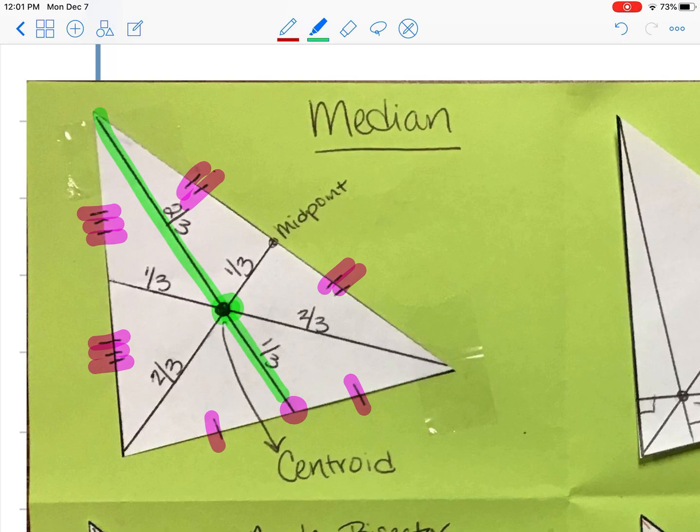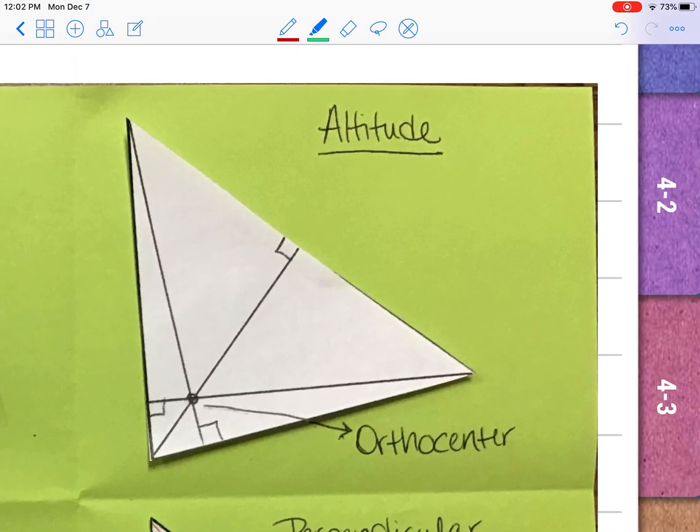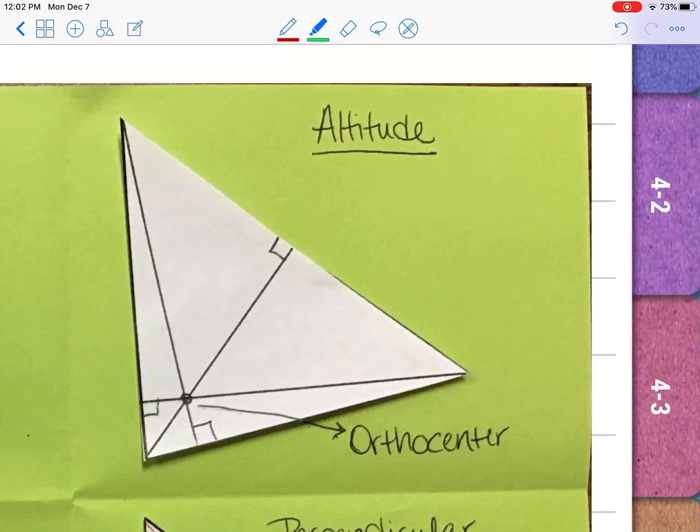So as an example, let's say that this line here in green has a length of 15. I know that the long part would then be 10 because 2/3 of 15 is 10, and the small part would be 5, 1/3. So that's the basics of a median. Just know that each side is cut in half.